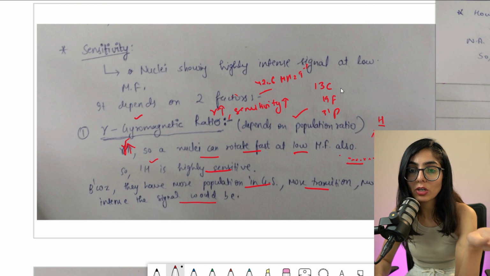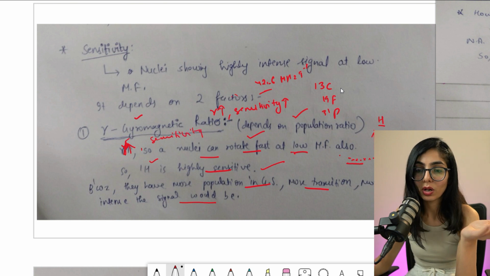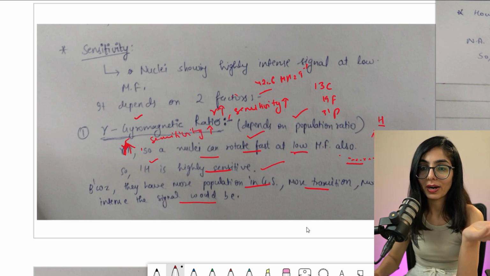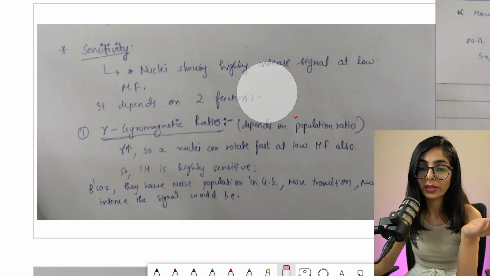So at very low magnetic field you can get a very intense signal, and as gamma increases, sensitivity is also increasing over here. That is the moral of this gyromagnetic part. Remember that. Fine. So let's go to the next slide.